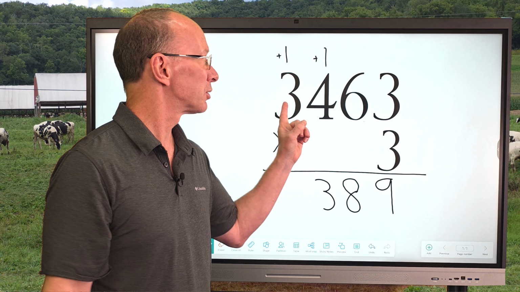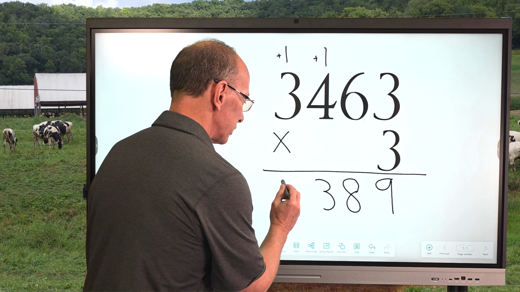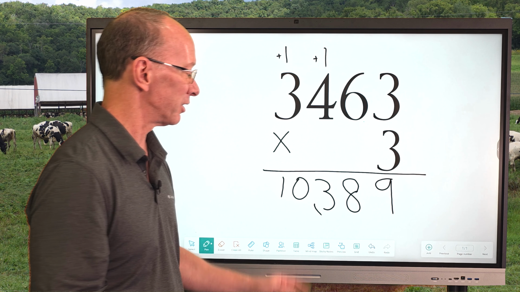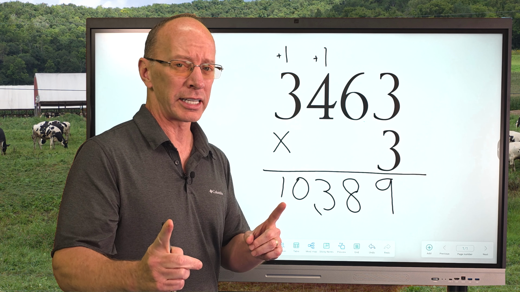So now 3 times 3 is 9 plus the 1, 10. So let's go ahead and put a 10 right here, and that is our answer, 10,389. Wasn't that cool? Would you like to do one more?